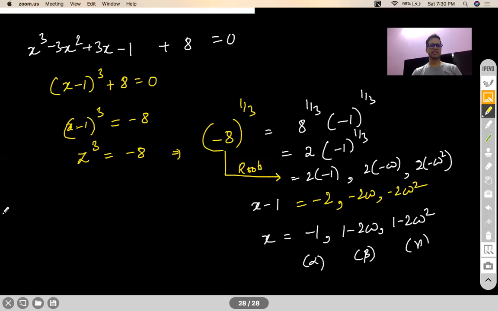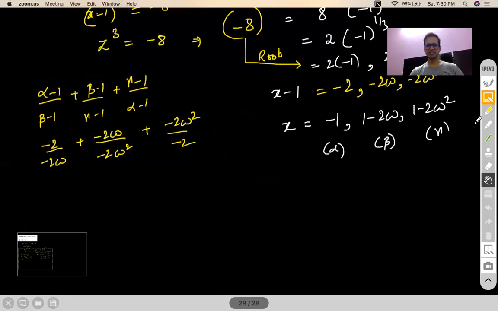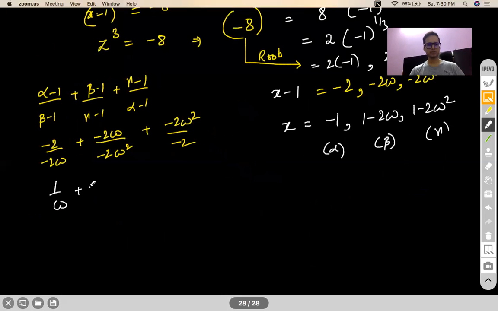Now what do I need? I need alpha minus 1 by beta minus 1, beta minus 1 by gamma minus 1, and gamma minus 1 by alpha minus 1. Let's start putting the values. Alpha minus 1 will be minus 2. Beta minus 1 will be minus 2 omega. Let us simplify this. This will be 1 by omega, this will also be 1 by omega, and this will be omega square. 1 by omega itself is omega square, so omega square, omega square, omega square. So the answer is 3 omega square.